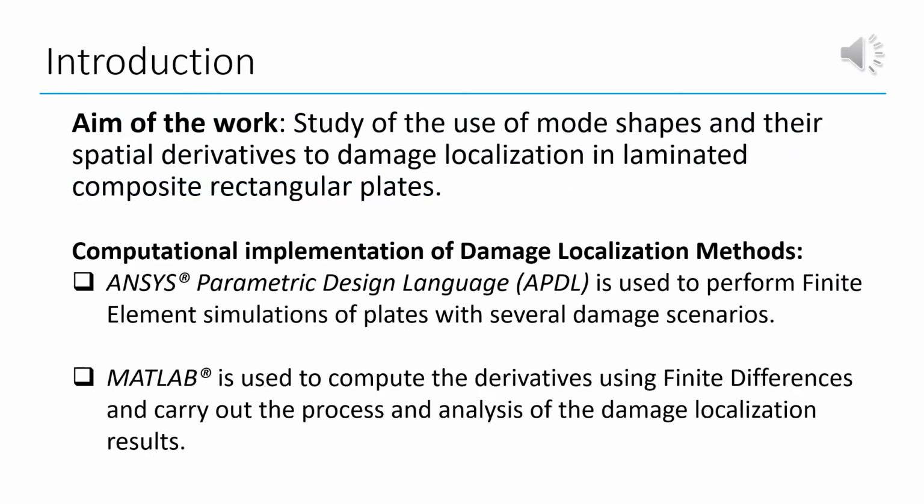The aim of this work is to further the use of modal shapes and their spatial derivatives to damage localization in laminated composite rectangular plates. The damage localization methods used are implemented using ANSYS and MATLAB. Initially, finite element models of composite plates in undamaged and damaged states are created, and a modal analysis is carried out in ANSYS. The results of this modal analysis are exported to MATLAB, where the derivatives are computed, using finite differences, and the damage indicators are evaluated.